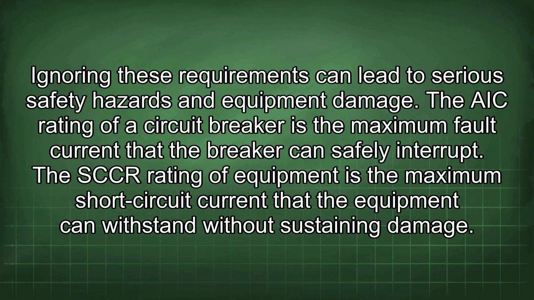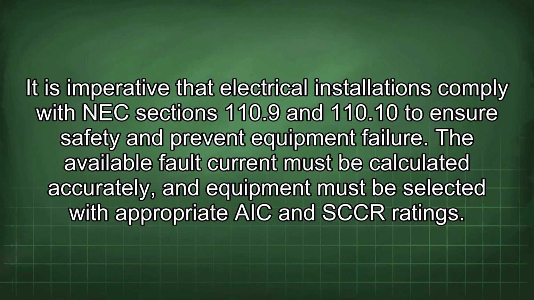The AIC rating of the circuit breaker is the maximum fault current that the breaker can safely interrupt. The SCCR rating of equipment is the maximum short-circuit current that the equipment can withstand without sustaining damage. It is imperative that electrical installations comply with NEC sections 110.9 and 110.10 to ensure safety and prevent equipment failure. The available fault current must be calculated accurately, and equipment must be selected with appropriate AIC and SCCR ratings.